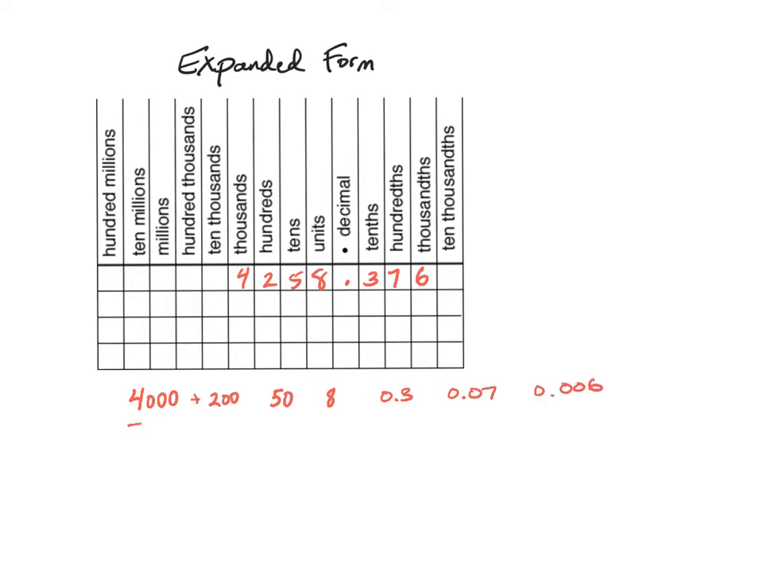I'm going to add each of these up. When I add them up, all I'm doing is combining my place values, and I should get my original number, 4,258 and 376 thousandths. When you're doing expanded form with decimals, you could also write each of these decimal place values as fractions: 3 tenths, 7 hundredths, and 6 thousandths. That's exactly the same thing.